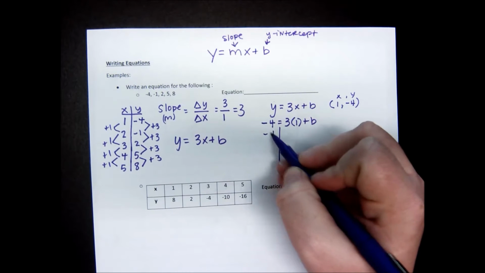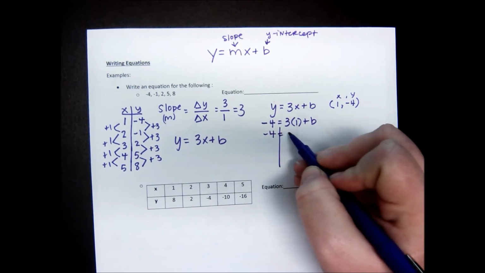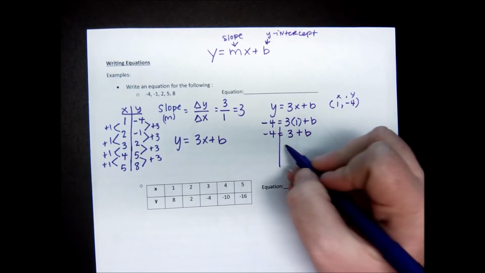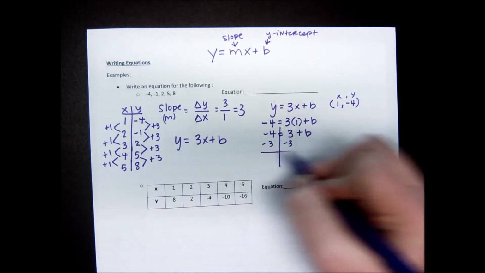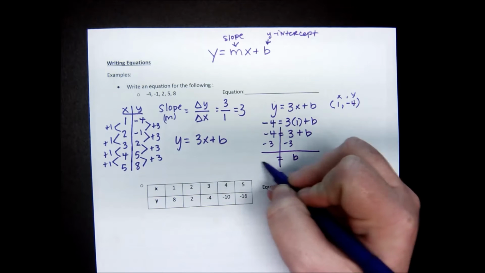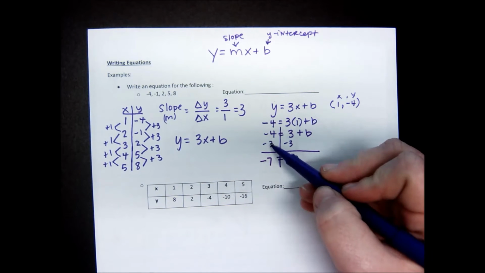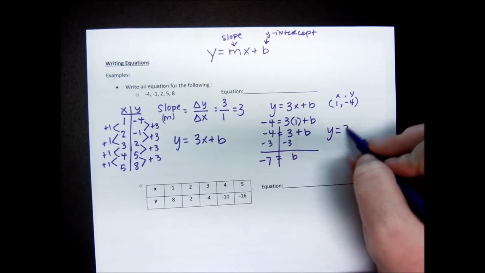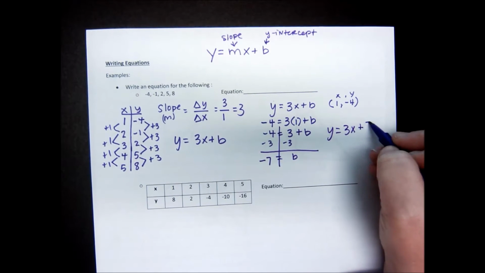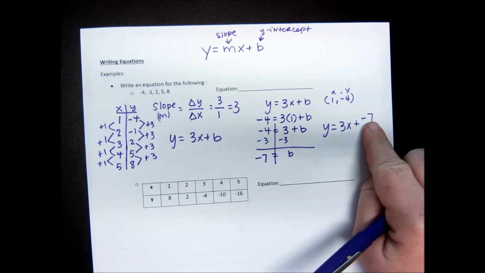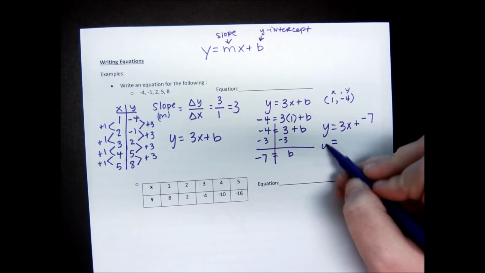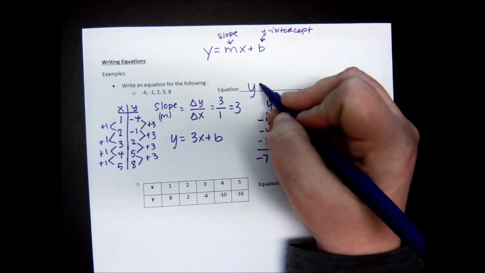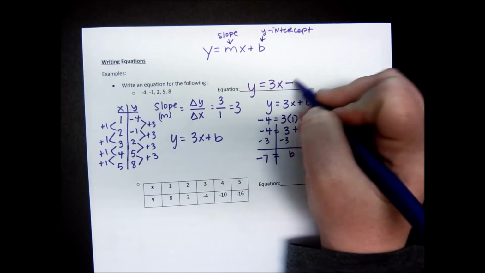So then I'm going to solve for b. If I simplify, I have 3 times 1, which is 3, plus b. Then to get b by itself, I just subtract 3 from both sides. So I end up with b is equal to -7, because -4 minus 3 is -7. So now my equation is y equals 3x plus a -7. Now anytime I have plus a negative, I can just change that to minus. So y equals 3x minus 7. So my equation is y equals 3x minus 7.